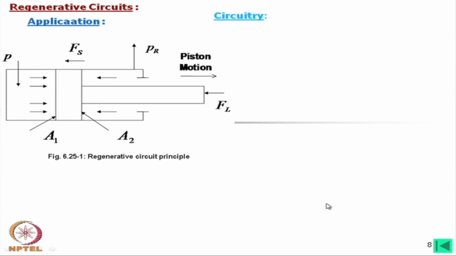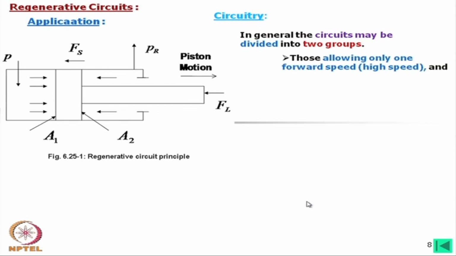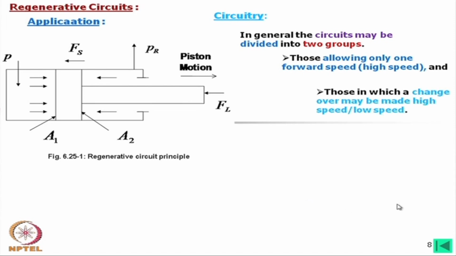Now, we will think of how we can make different circuits in the regenerative process. In general, the circuits may be divided into two groups: those allowing only one forward speed, high speed, and those in which a changeover may be made between high speed, low speed, etc. In one application for regenerative, we are simply mixing the oil for forward motion, and that is a simple circuit.